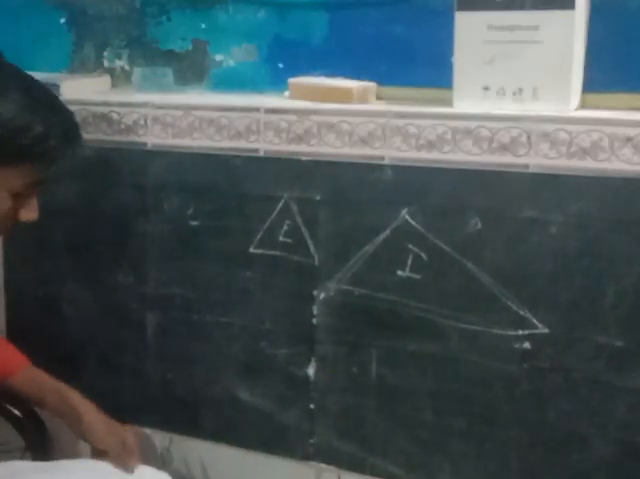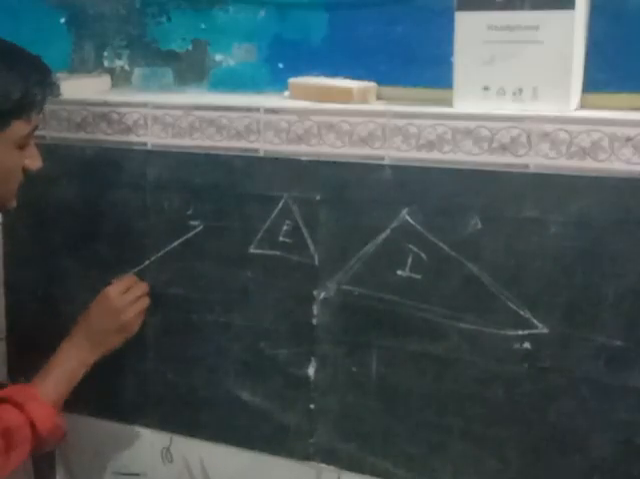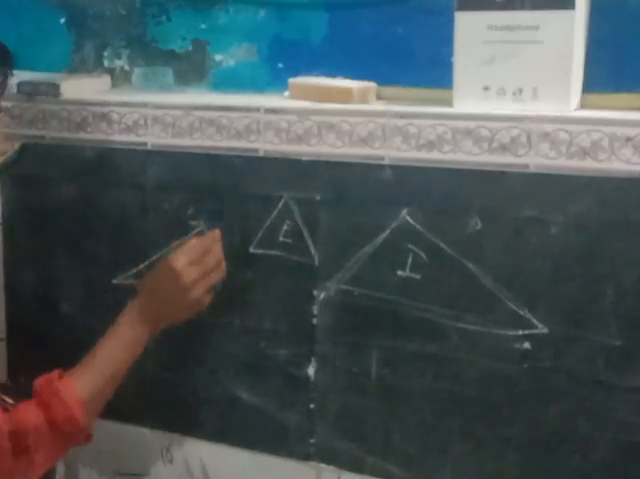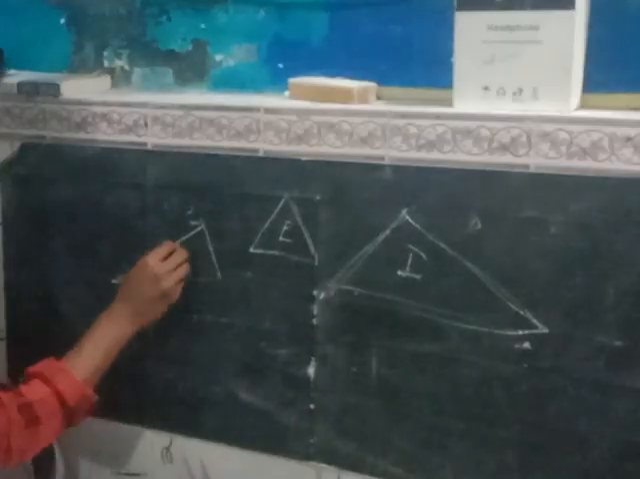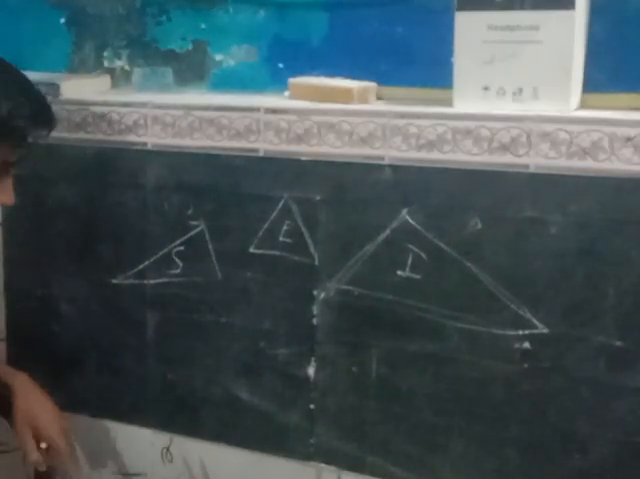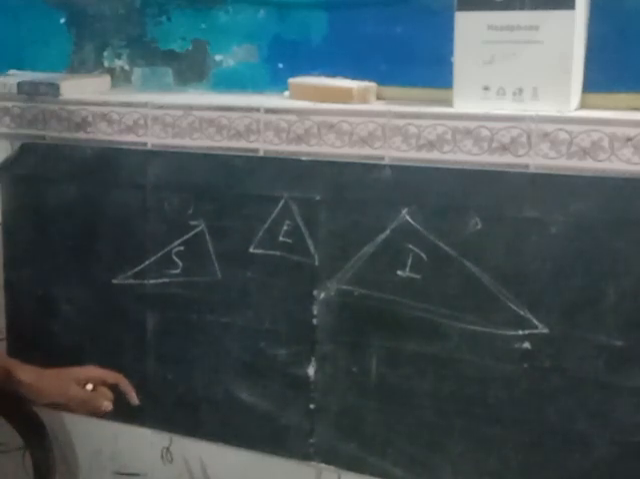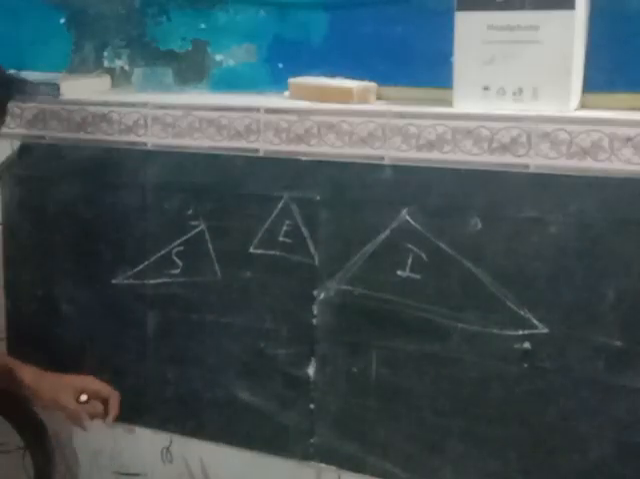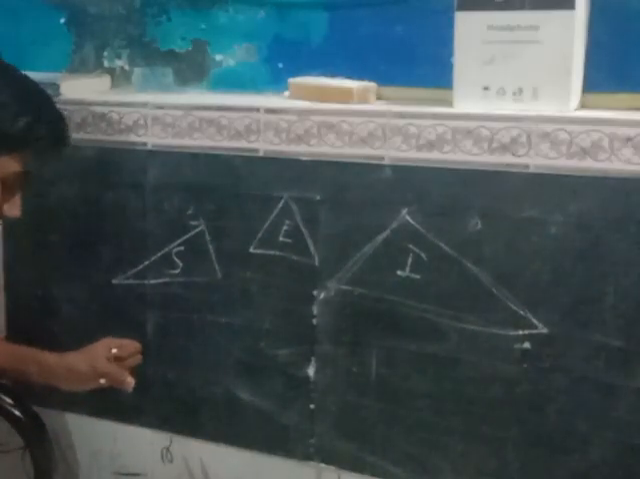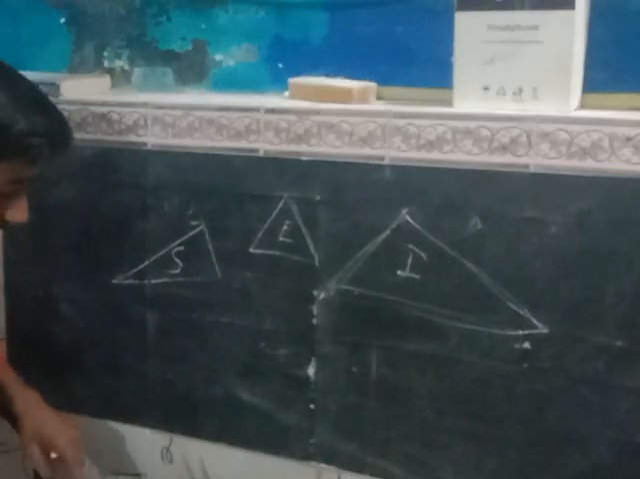Scalene triangle means every side will be different. So it can be a scalene triangle. And then there is one more thing, the acute triangle. Here we are talking about angles. So first, acute angle means all angles are less than 90 degrees.